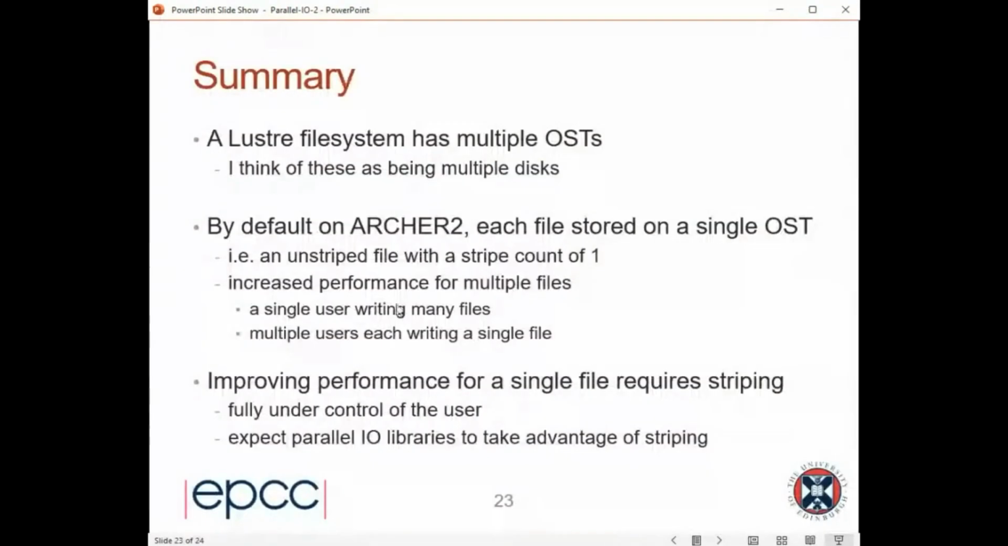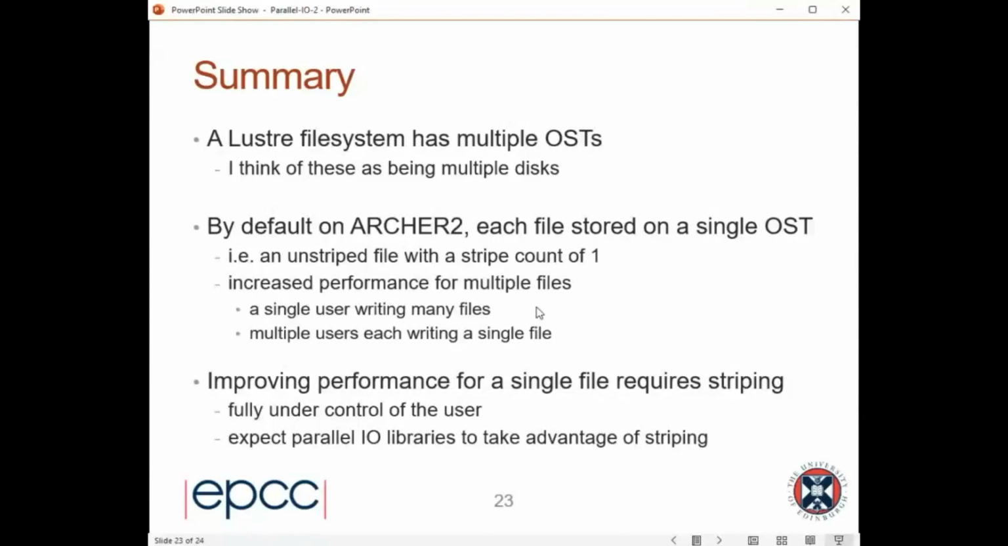So, a summary: a Lustre file system has multiple OSTs. I think of these being multiple disks. By default on ARCHER2, each file is stored on a single OST. That's called an unstriped file, with a stripe count of 1. But you do get increased performance for multiple files because Lustre stores different serial files on different OSTs, on different disks. So this is good for a single user writing multiple files, or for a shared system. On ARCHER2, we have lots of users.